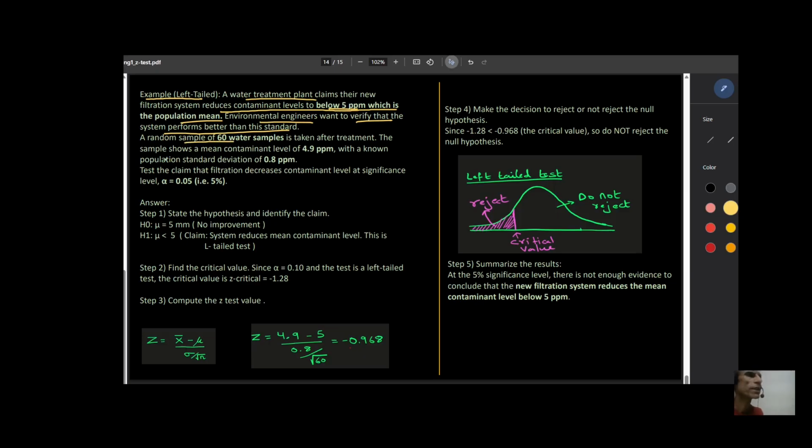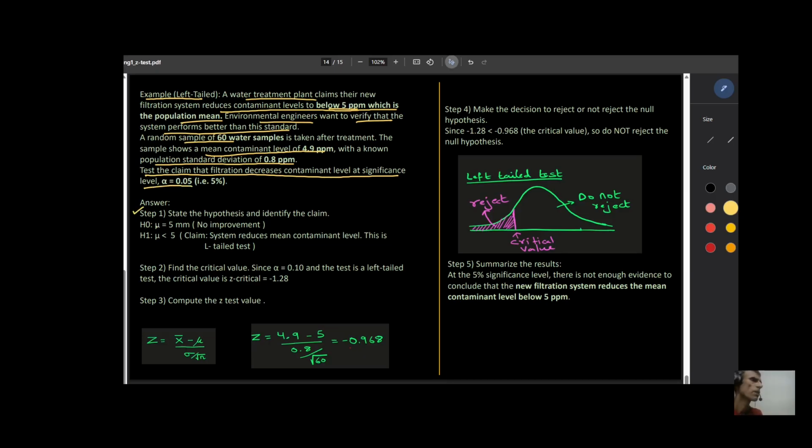They take a sample and make some measurements, and the measurement shows that the mean contaminant level is 4.9 parts per million. And they also know that the population standard deviation is 0.8 ppm. So they know these things. Now, test the claim that the filtration decreases the contaminant level at a significance level of alpha equal to 0.05. All right.